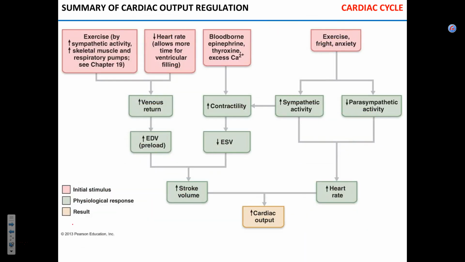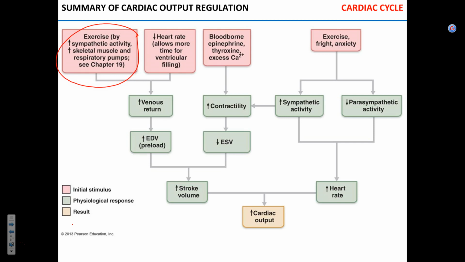So that's kind of a summary, this flow chart. So look at the effects of exercise. Exercise activates so-called skeletal muscle and respiratory pumps. So the question is, how blood is going back to your heart.